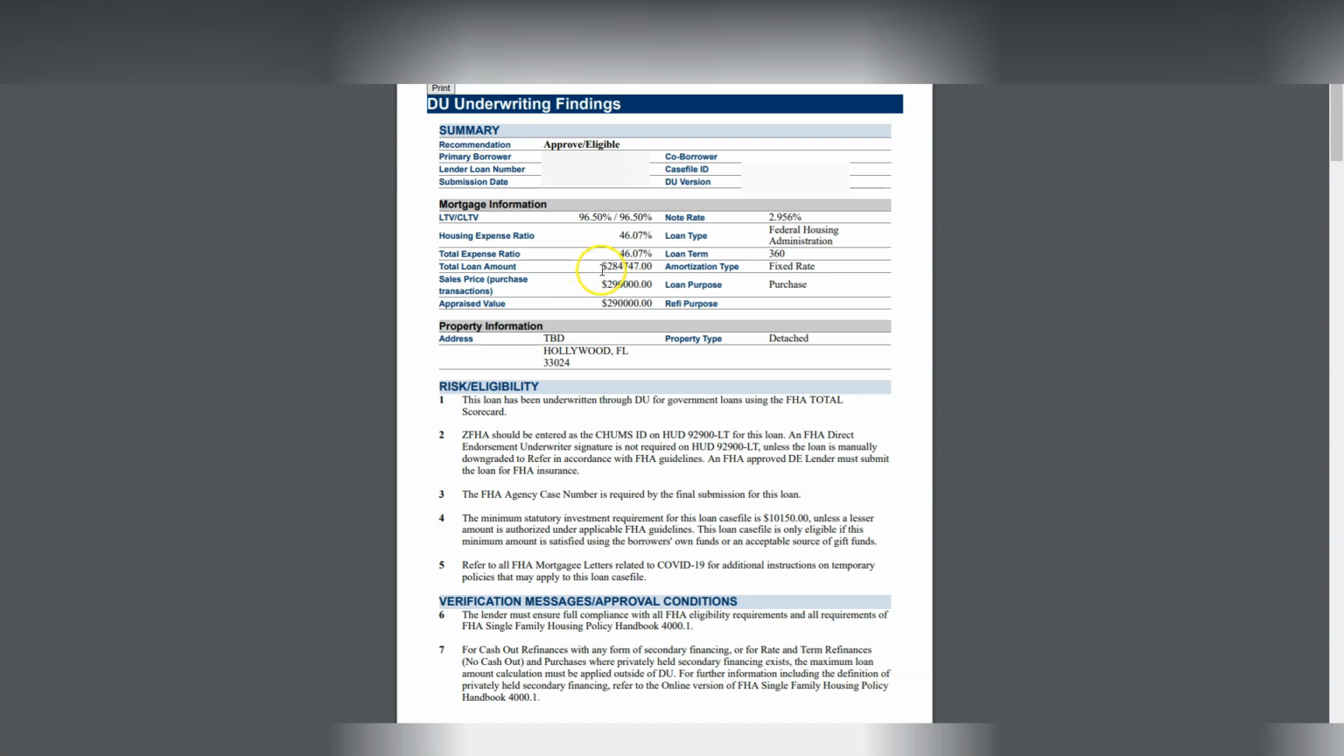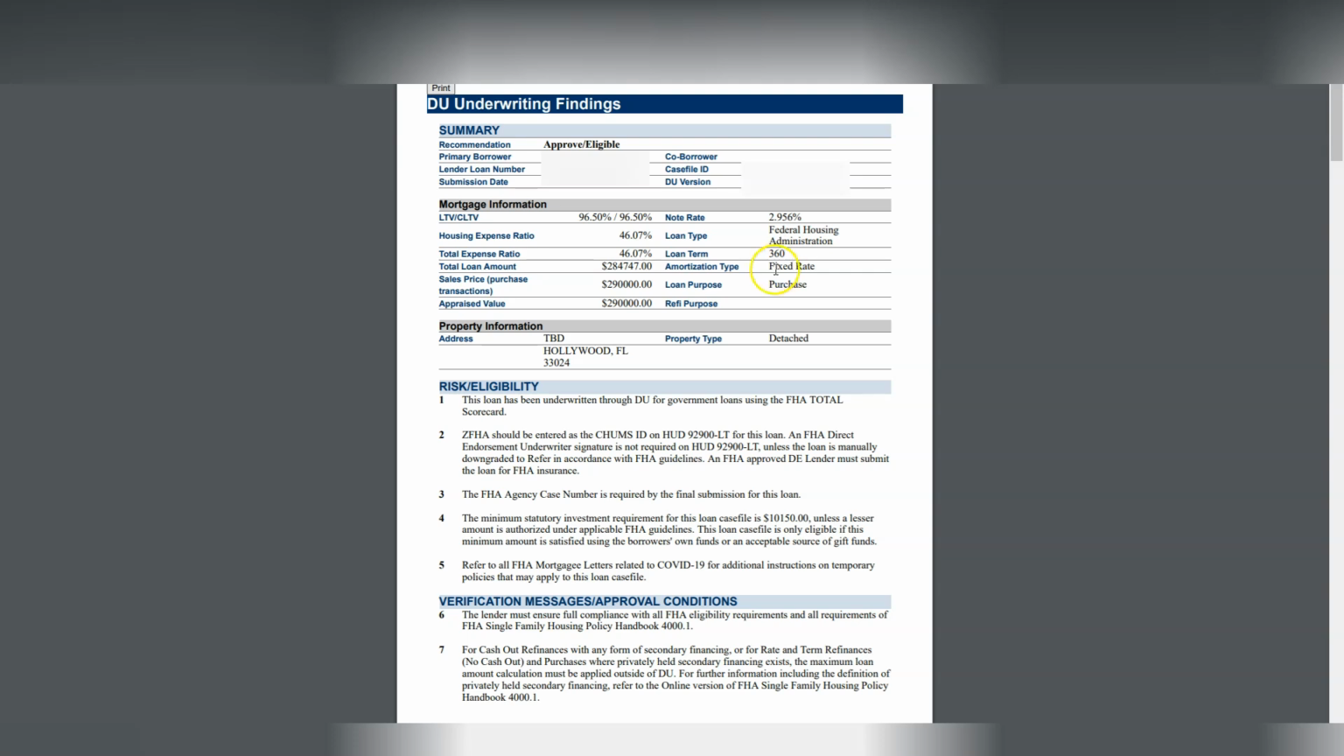The total loan amount is $284,747. The sales price is $290,000, and the appraised value is also $290,000. In this case, this is a purchase, as it says, loan purpose. And then under refi purpose, obviously, there's nothing there because this is a purchase. The amortization type is a fixed rate, and the loan term is for 30 years, which is the same as 360 months.